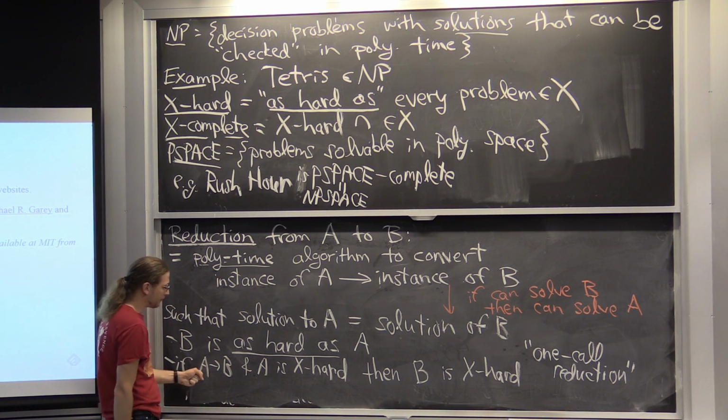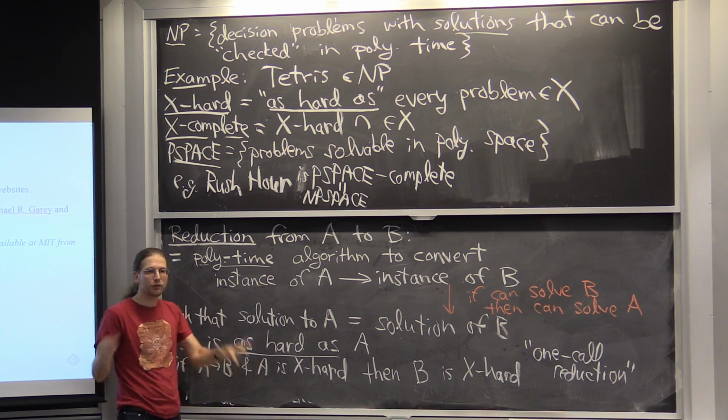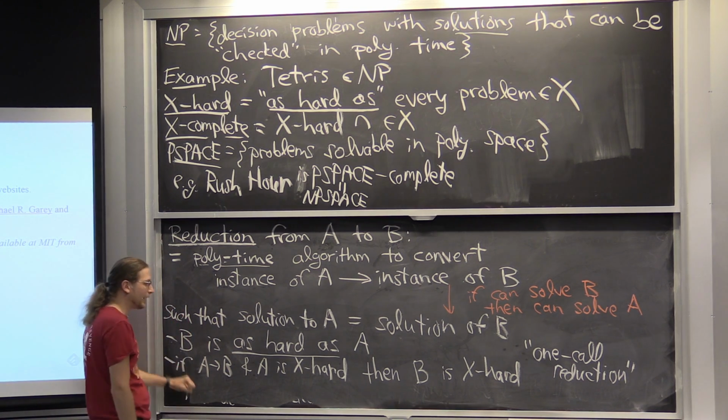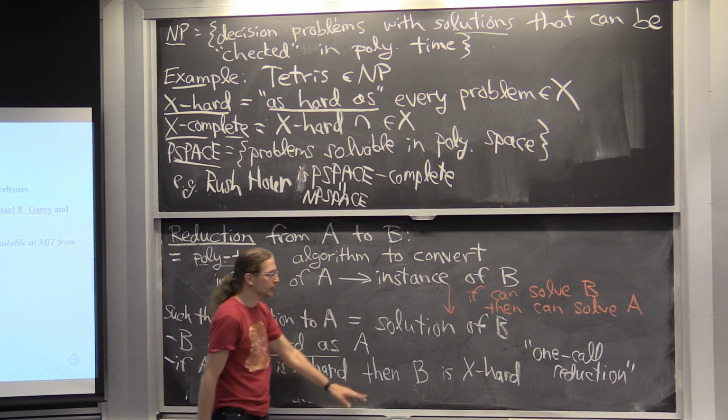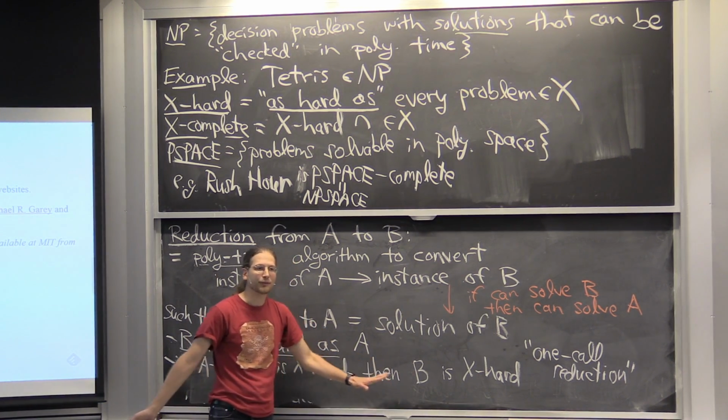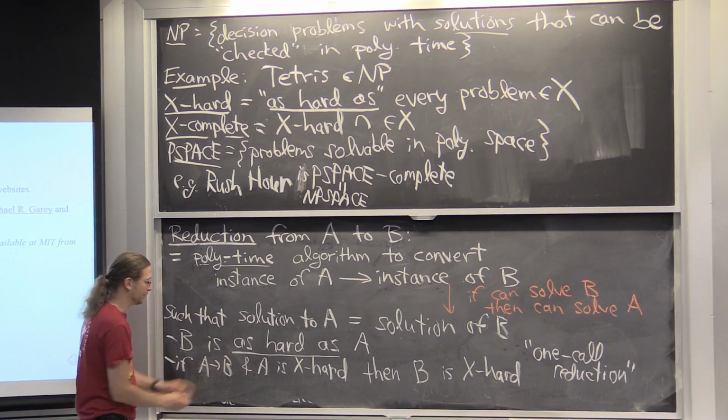And we're saying now, what if there's also a reduction from A to B? Well, then we can just chain those two reductions together, convert any problem in X to A, then convert it to B. And so we've shown every problem in X can be reduced to B, therefore B is X-hard. Okay, this is an easy theorem.